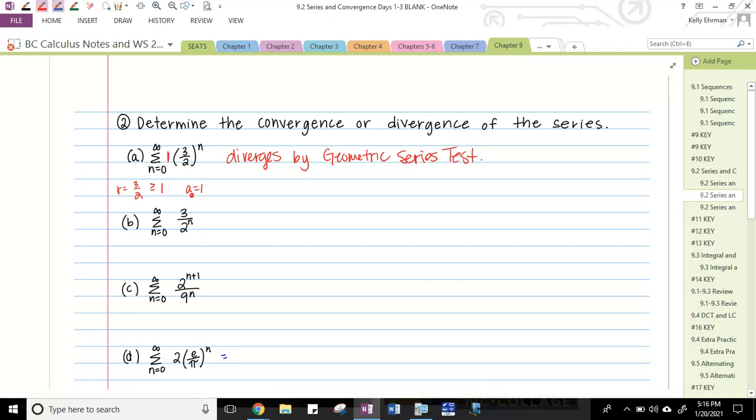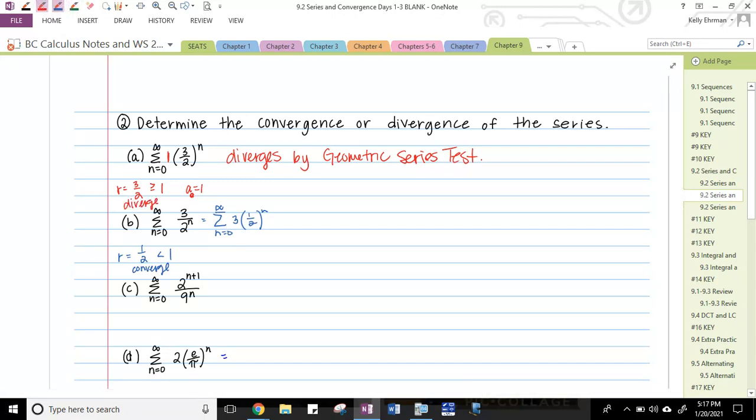All right, let's look at B. Now, the only thing being raised to the n is the 2. The 3 is really just a constant. And if you want to rewrite this, it might be smart to write it as 3 times 1/2 to the n, since the 2 is in the denominator. That puts it more in the form that we're used to. So r is 1/2, which is less than 1. So this is going to converge. It's the r that tells you converge or diverge. Let's add that to our example there.